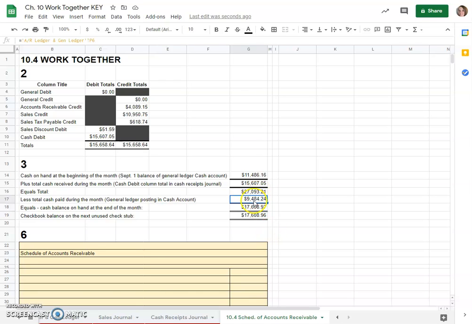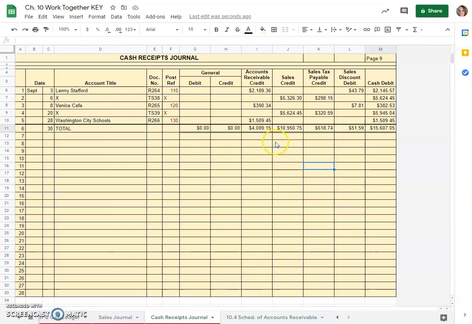17,608.97. 1 cent. Huh. Well, looking at my answer key, that one is correct. 15,607.04. Cash receipts journal. We're 1 cent off right there. Okay. I wonder where. Let's find our mistake.